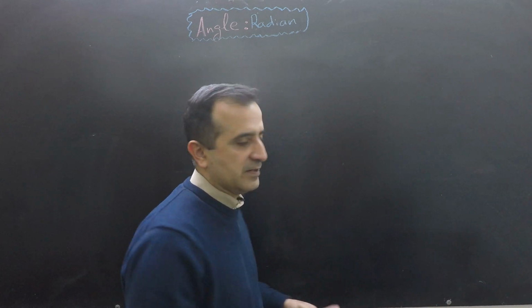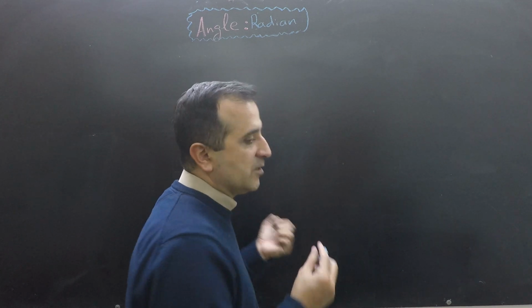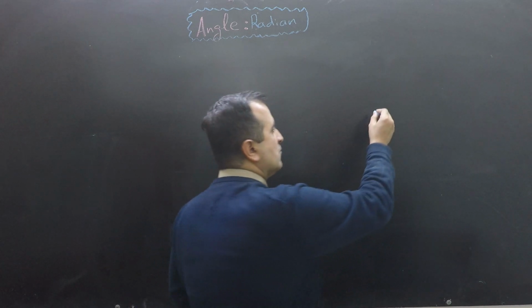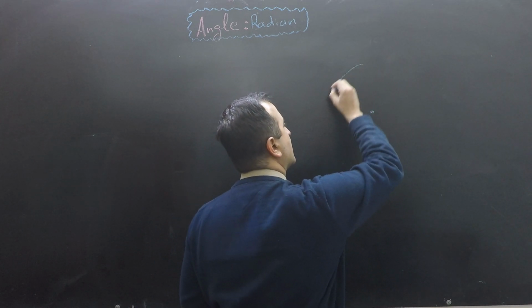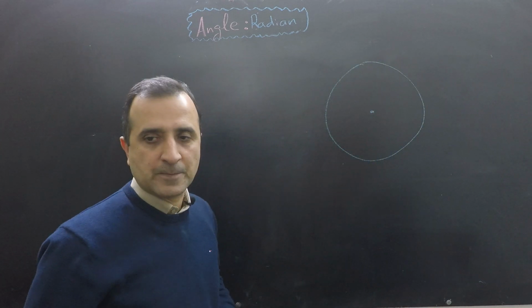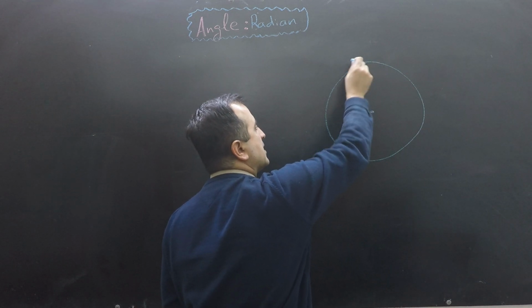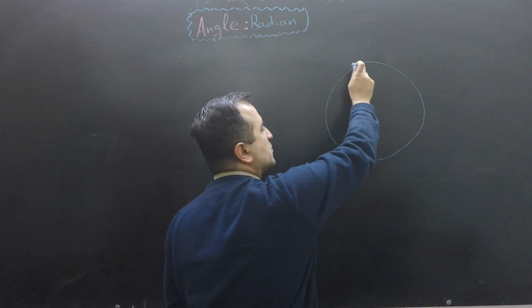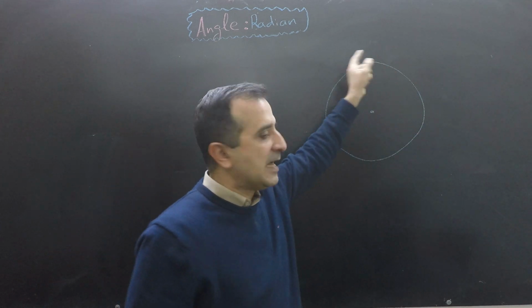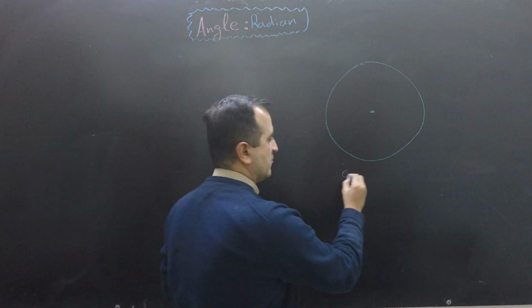First of all, we start with the circle. What is the circumference of a circle? Because without understanding the circumference of a circle, we can't understand radians. So we have this circle, and this point is the center of the circle. Now this whole distance, let's say I start from here and I go all the way back to this point, this whole distance that I have covered on the edge of the circle, on the boundary of the circle, is called the circumference.